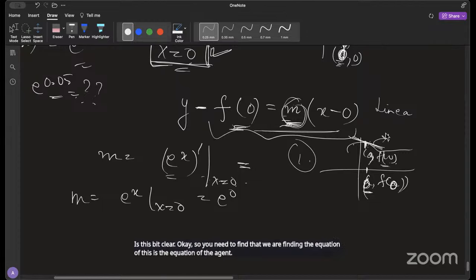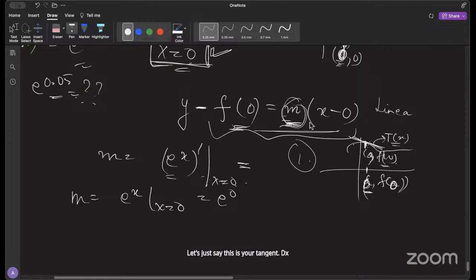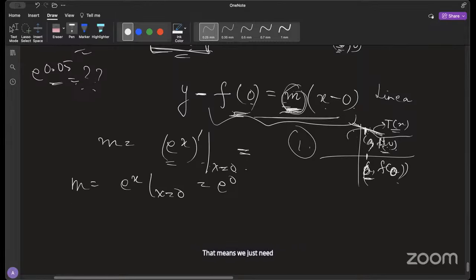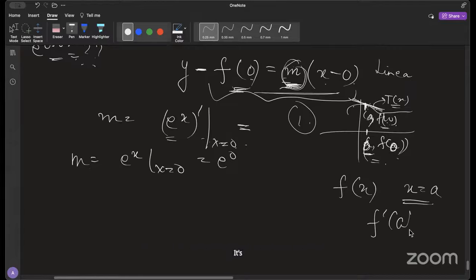Okay. So we're finding the equation of the tangent. Let's just say this is your tangent T(x). We're trying to find the equation of this. So we know one point on it, (0, f(0)), right? So we'll do y minus f(0), x minus 0. And then one more thing we need is the slope. And we know that the slope of this line and the slope of this curve at (0, f(0)) is the same. That means we just need to find the slope of this curve at (0, f(0)). And we already know, if you've been given a function f(x) and you need to find its slope at x equals a, how do you do it? It's f dash a, right? Yeah, ma'am. Okay.